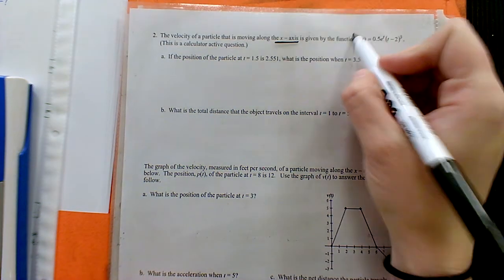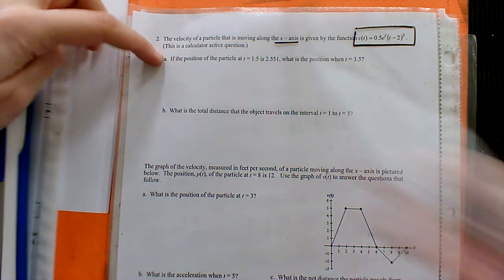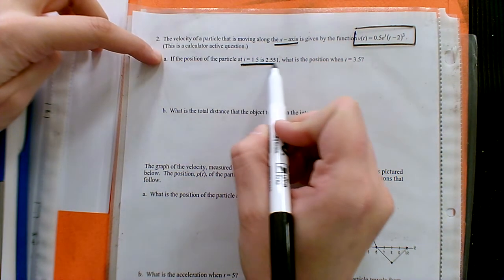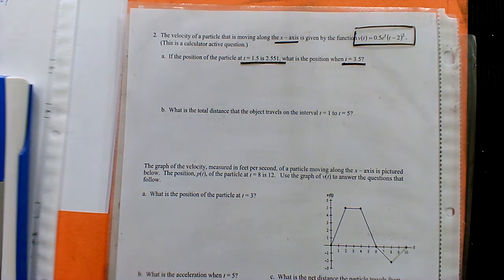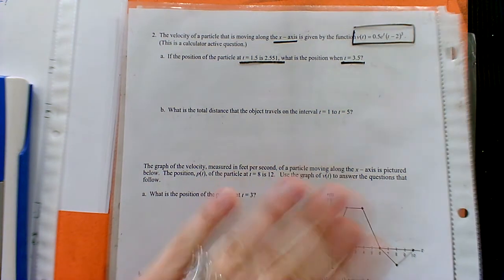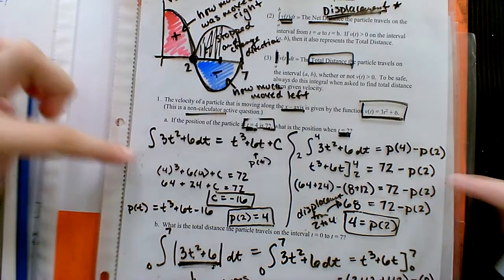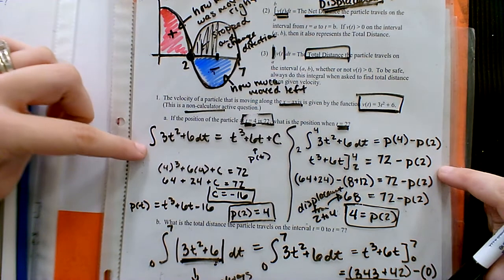The velocity of a particle moving along the x-axis is given by this function. If the position of the particle at 1.5 is 2.551, what's the position at 3.5? Okay, so it's actually the same type of question. I'm going to flip my page for a second. It's the same type of question that we had previously, but we did not have a calculator for this one.